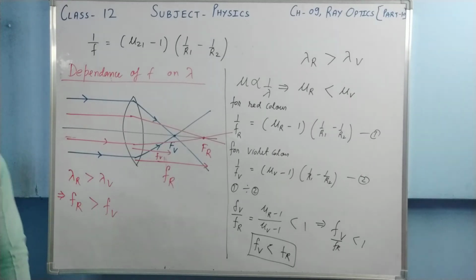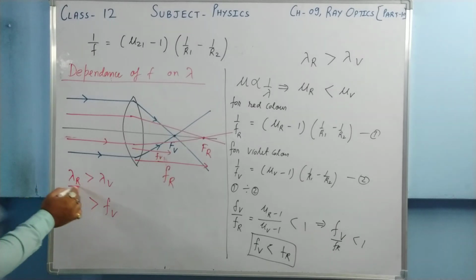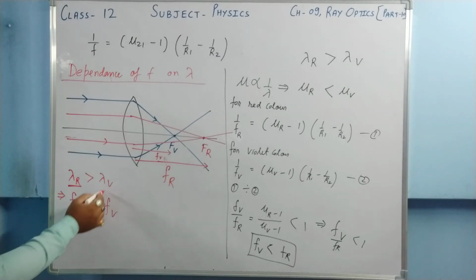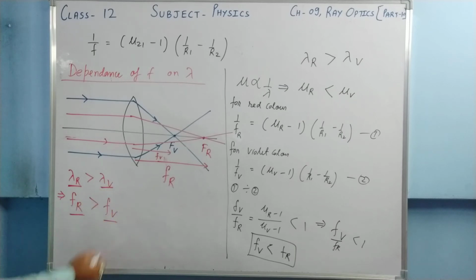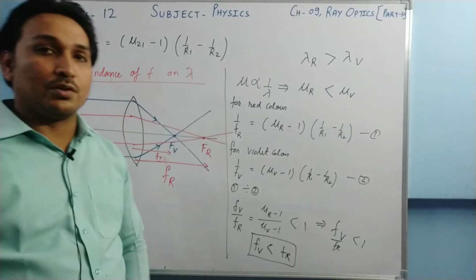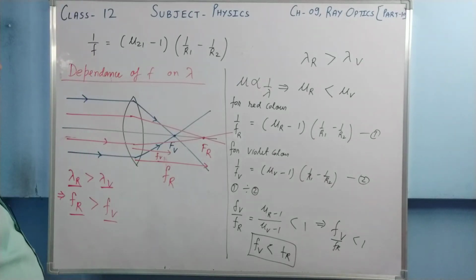It simply means that the greater the wavelength, the greater the focal length. A greater wavelength has a greater focal length. A lesser wavelength has a lesser focal length. Is it clear? So this is from the mathematical calculation. Logically you can also think.